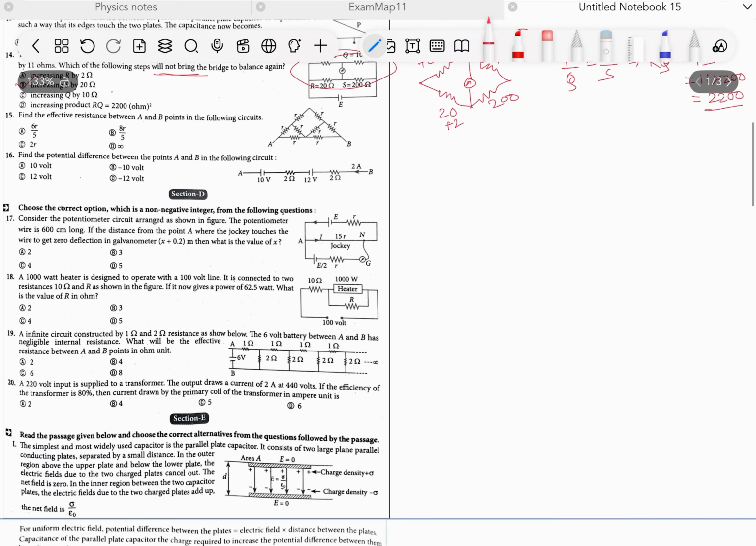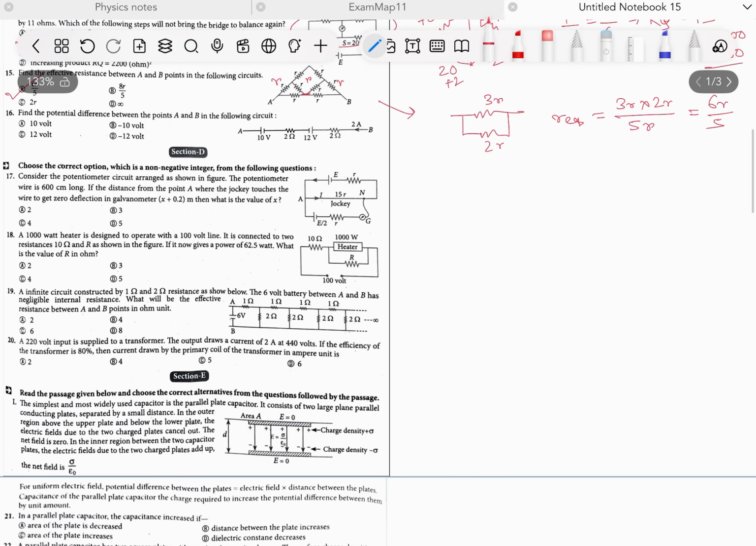Okay, so now question number 15. Find the effective resistance between A and B point in the following circuit. Now cut this point. If we cut this point, then it is basically a Wheatstone bridge, so the equivalent resistance of this portion is R, and the equivalent circuit will be R, R, and another R, so 3R, and below there is 2R. So R equivalent here will be 3R into 2R by 3R plus 2R, means 5R. So it will be 6R by 5. So 6R by 5 is the right answer.